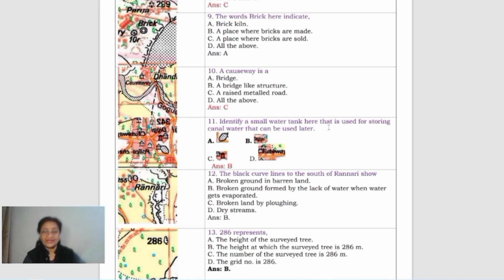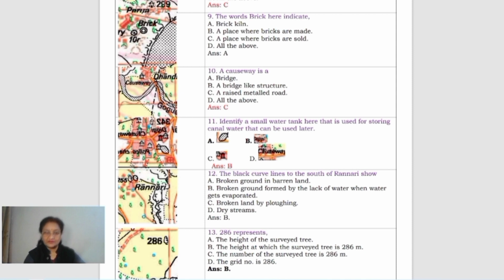A small water tank which stores canal water and which can be used later on, which has been shown here. It's diggi. Yes, it is diggi. Option B is correct. Then next, black curved lines to the south of Ranari show.